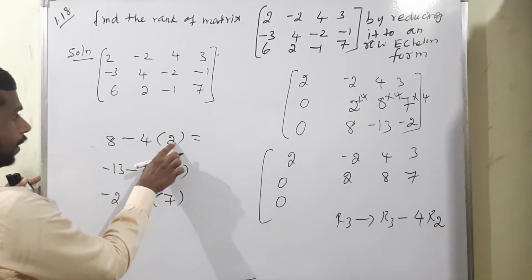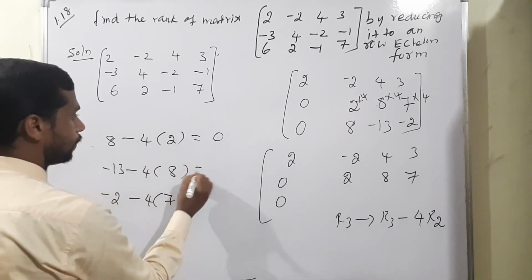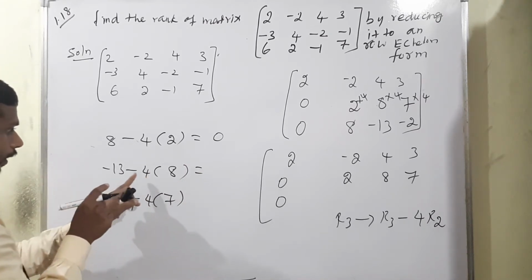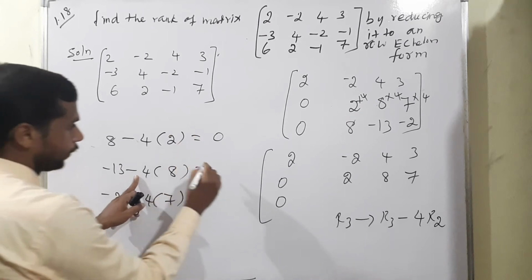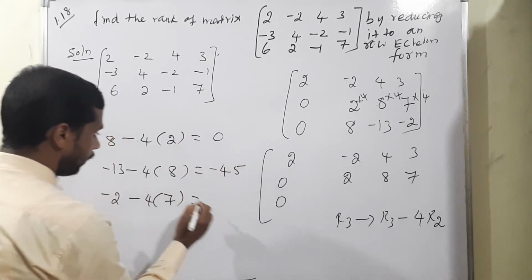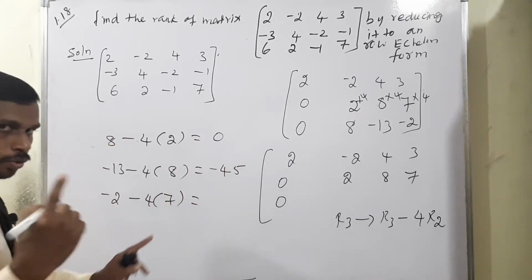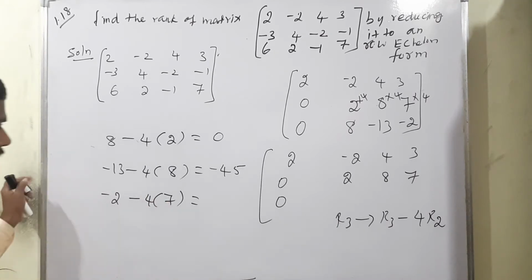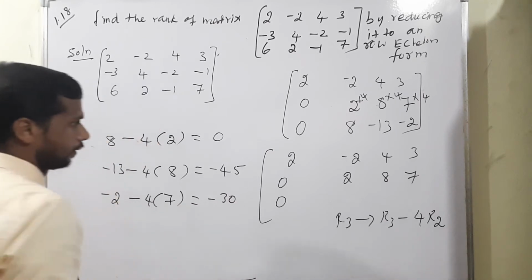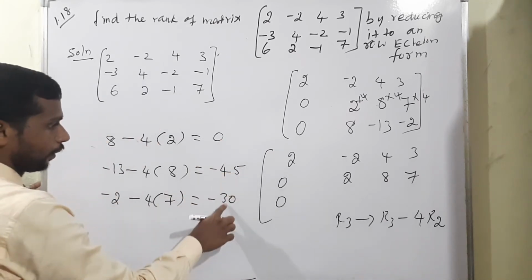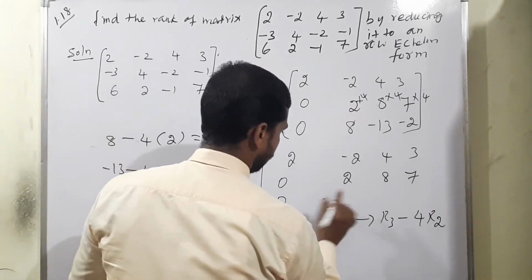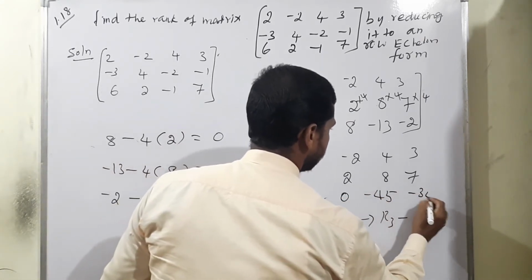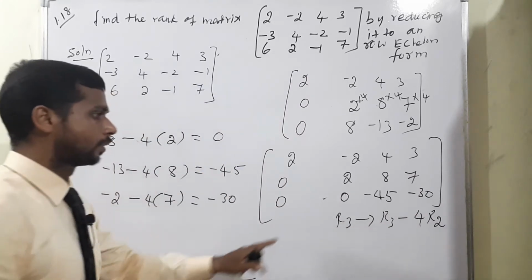4 into 2, 8. 8 minus 8, value will be 0. Next condition, 8 fours are 32. 32 minus 13 minus 32, we can write now minus 45. Next condition, 4 into 7, 28. So minus 28 and minus 2, definitely value will be minus 30. Therefore, 0, 0, minus 45, minus 30. Now, this is the row echelon form.